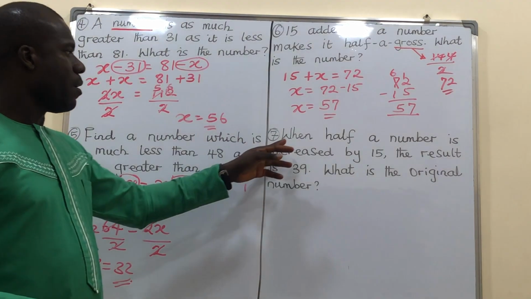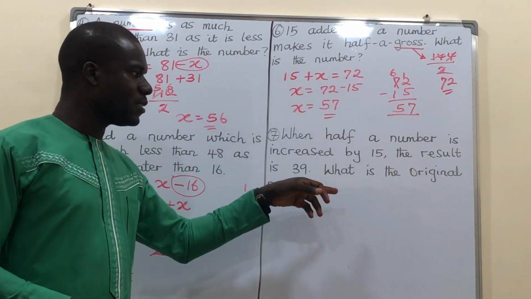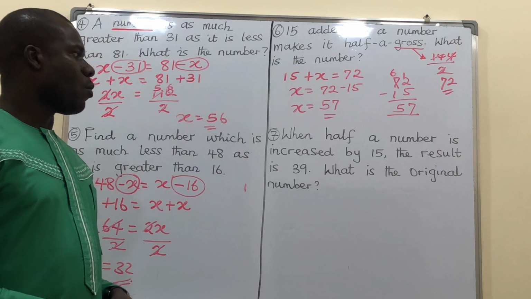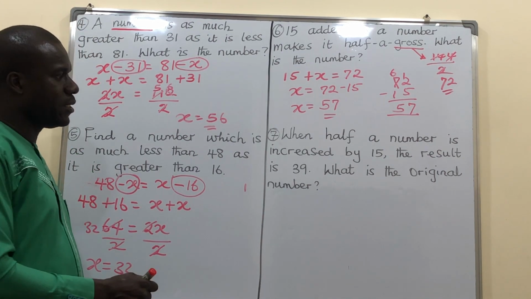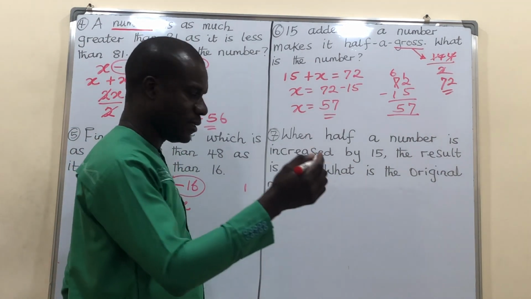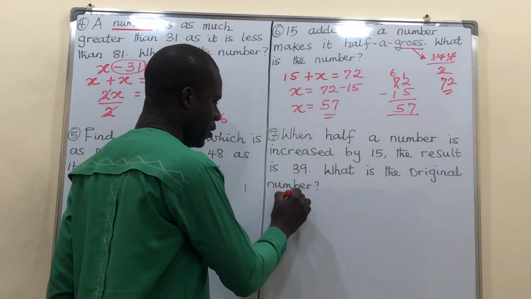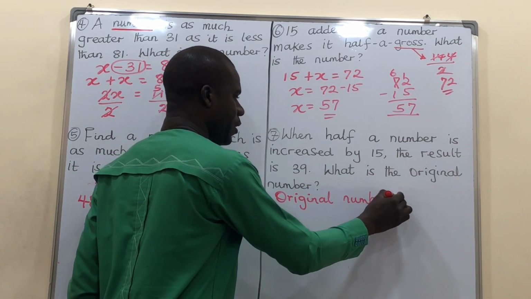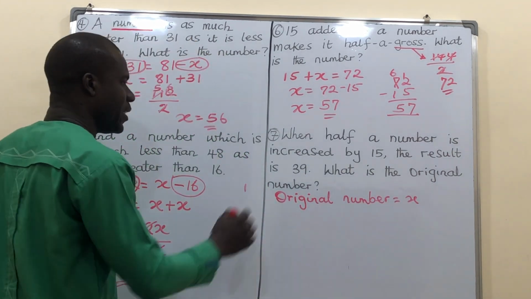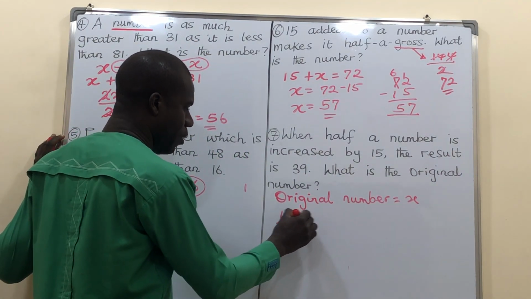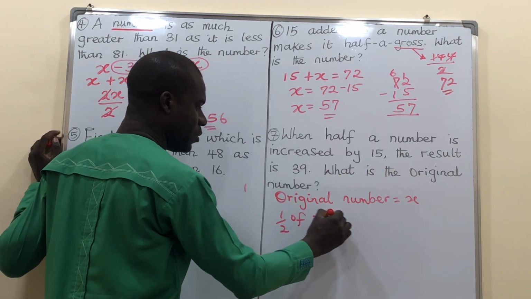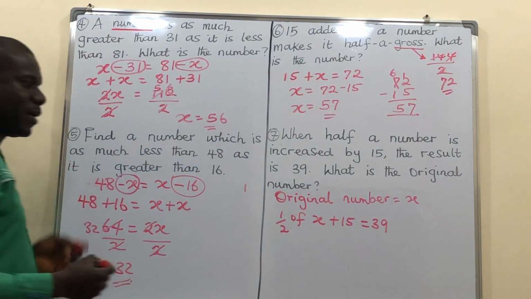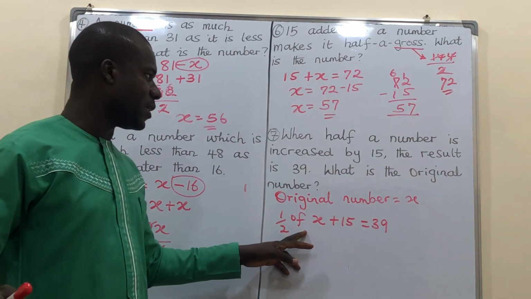Question 7. When half a number is increased by 15, the result is 39. What is the original number? Okay, let the original number be x. I like using x. So the original number equals x. When half of it is increased by 15, so half of x is increased by 15, it means you add 15 to it. The result is 39. They want us to find the original number, which is represented by x. I'm going to take this again.